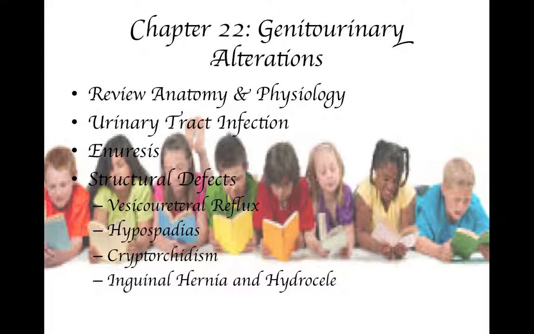Most children achieve urinary and bowel control between 2.5 to 3.5 years of age. The typical sequence for development of bladder and bowel control is first, nocturnal bowel control, second, daytime bowel control, third, daytime control of voiding, and then lastly, nighttime control of voiding.